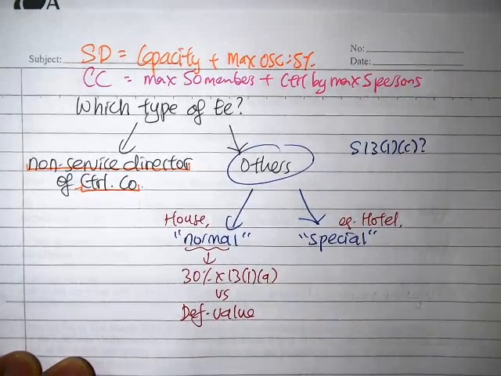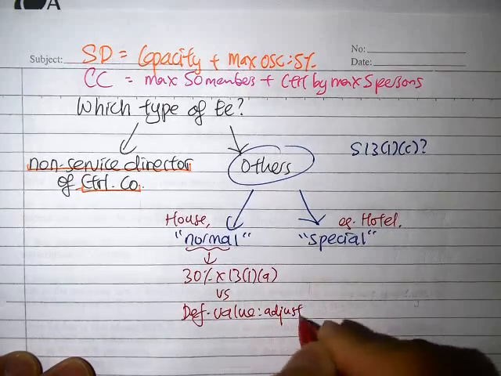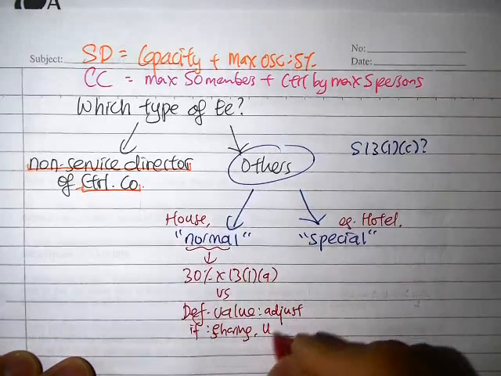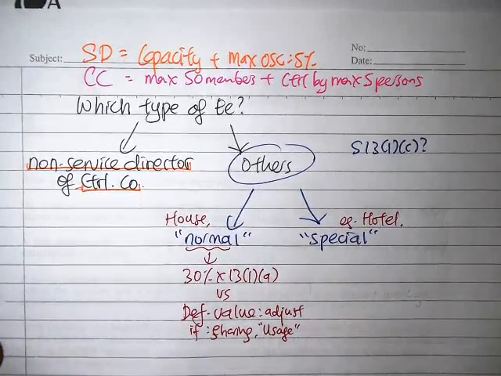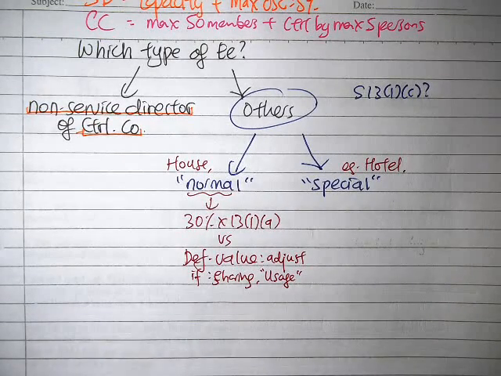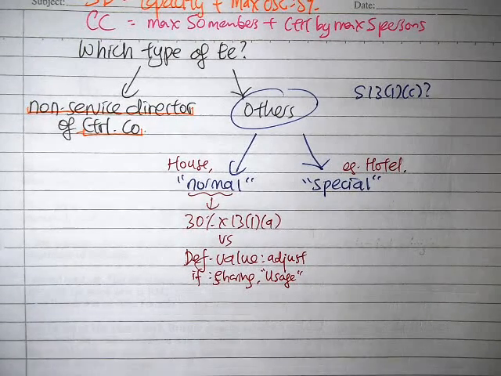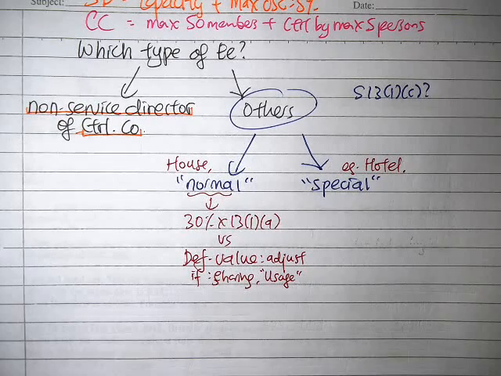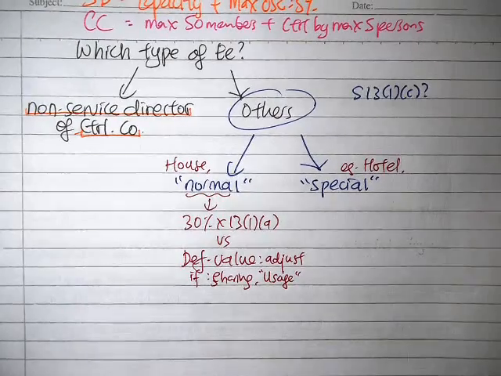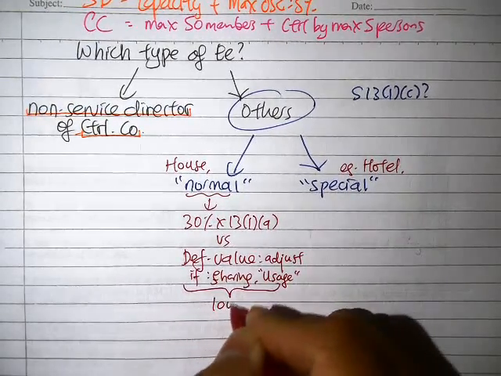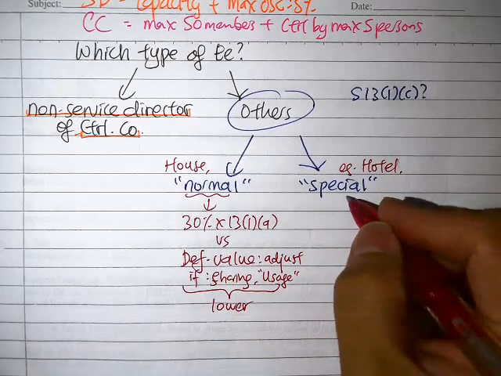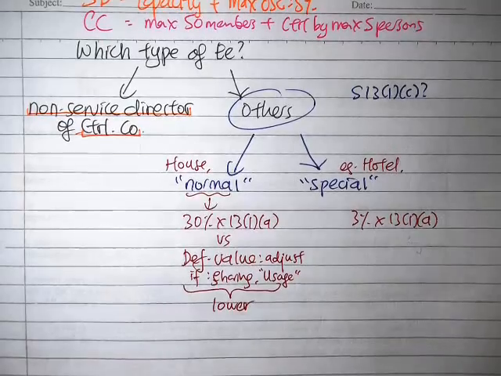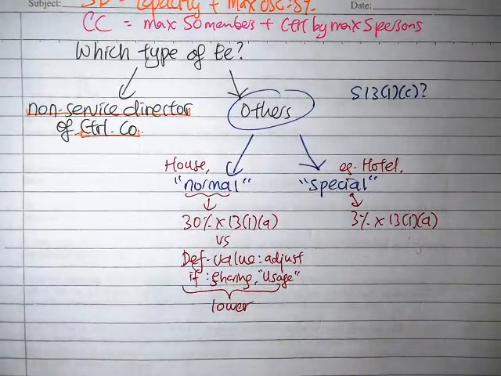And this defined value, you need to adjust if there's any element of sharing, or any element of usage. If, let's say, they mention the accommodation is too large for your own use, then you only take the percentage that relates to your own usage. So you've got to do the adjustment for this and you choose the lower. Now if it's just a special accommodation, then the rule will simply be 3% of 1A, that's it. So there's no higher or lower.